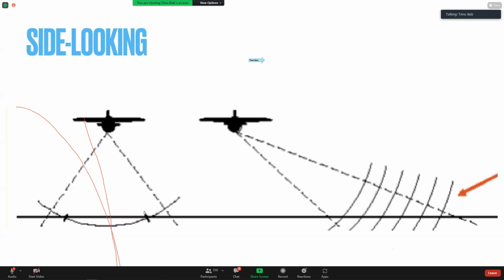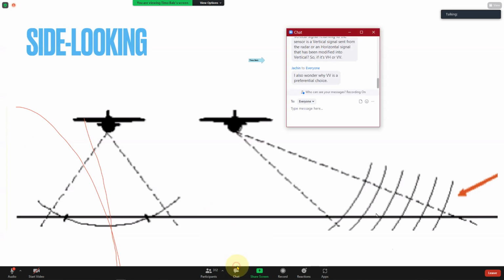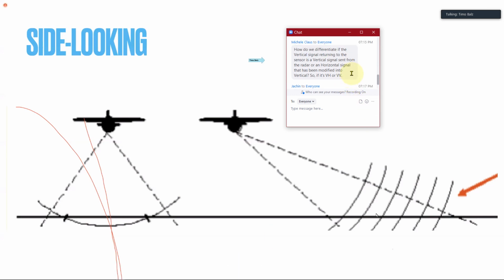It's not going to be a good system. However, if you look to the side, then you can separate the objects in the range direction just by looking at the time again, right? So if you're side looking, then you can separate where the pixel is coming from by looking at the running time, even if your beam is very, very large. It doesn't matter in that case.